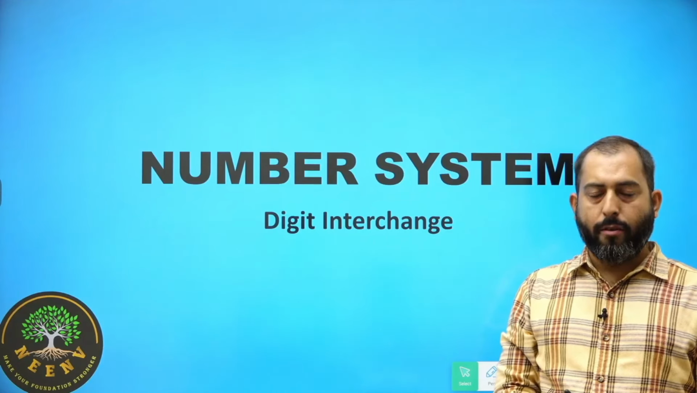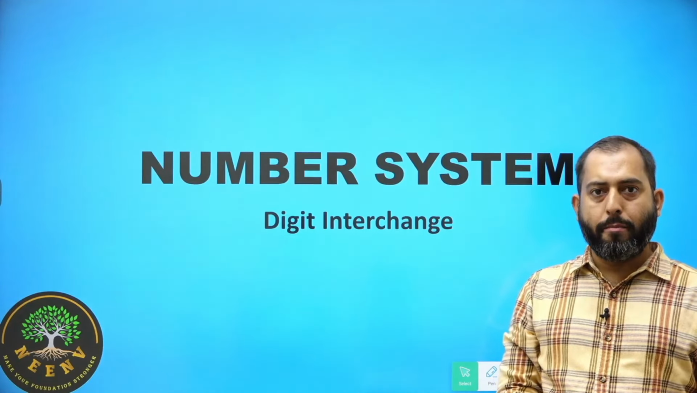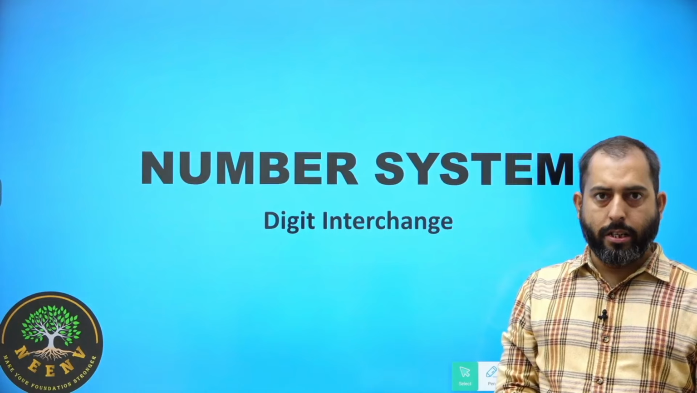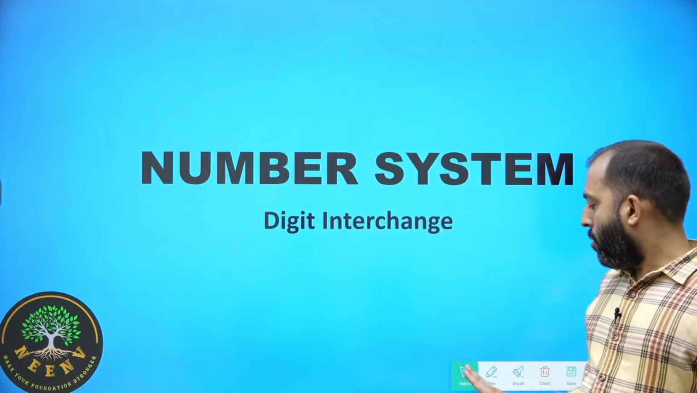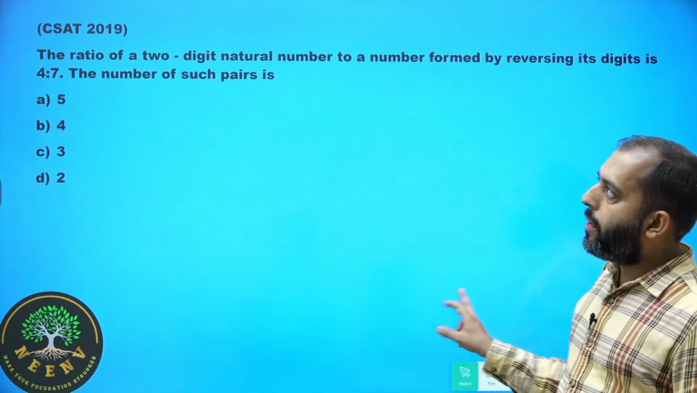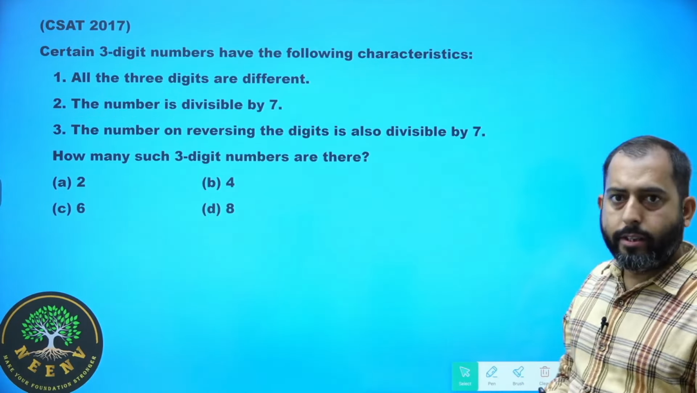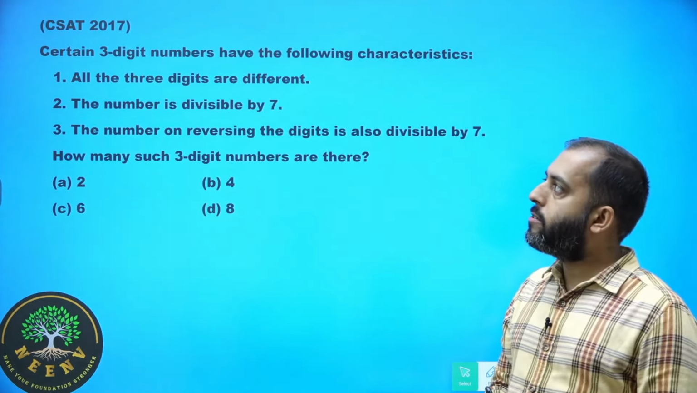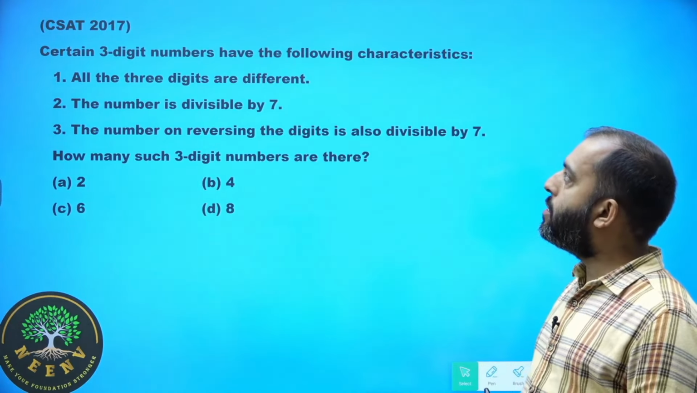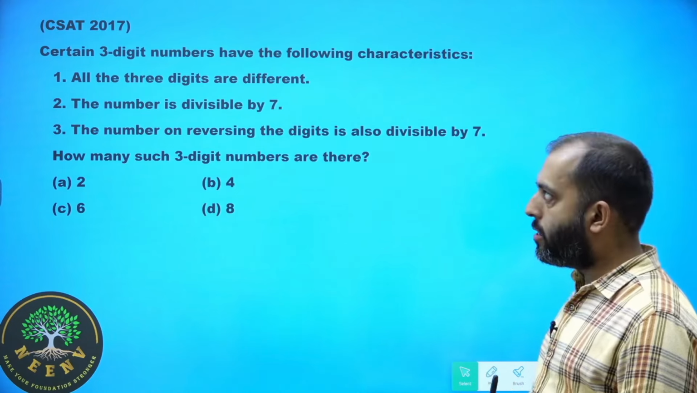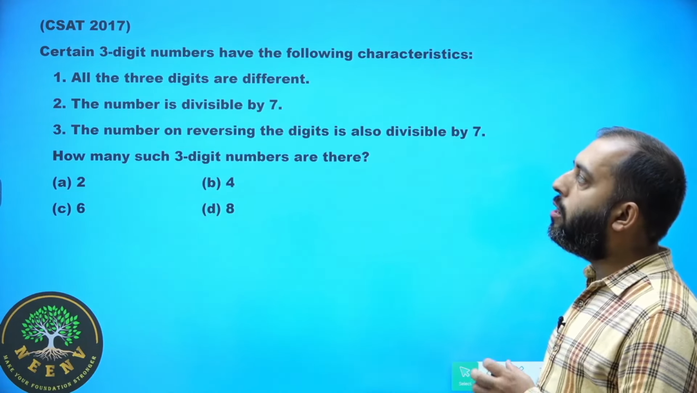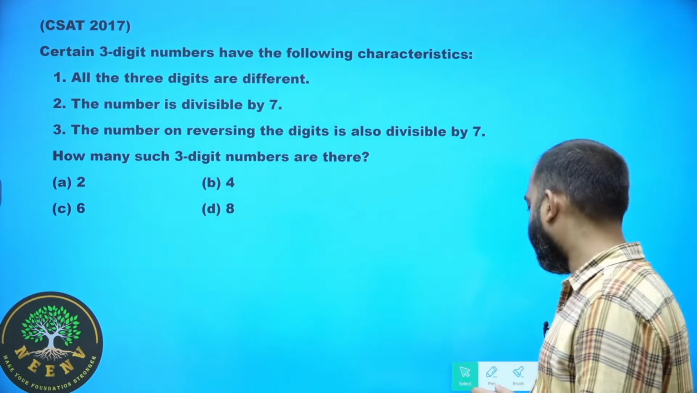Hello and welcome. We are discussing PYQs of number system and the theme is digit interchange. We have done two problems already and this is the third one. It says certain three-digit numbers have following characteristics. First, all the three digits are different.